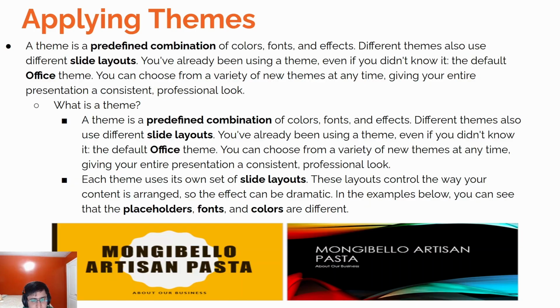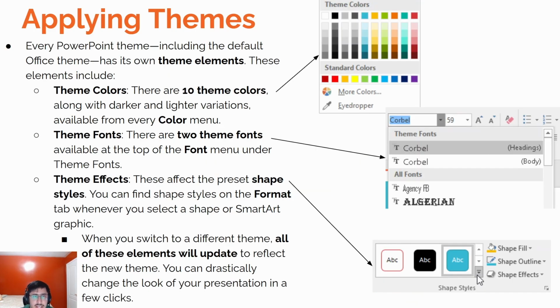And in the examples below, we can see that the placeholders have changed, fonts and colors are all different, right? Now, in terms of applying themes, each PowerPoint theme, including the default Office theme, has its own theme elements. And these elements include theme color. So we have 10 theme colors along with darker and lighter variations.